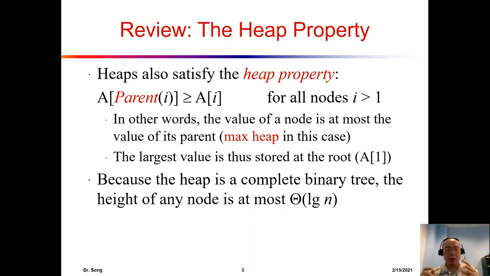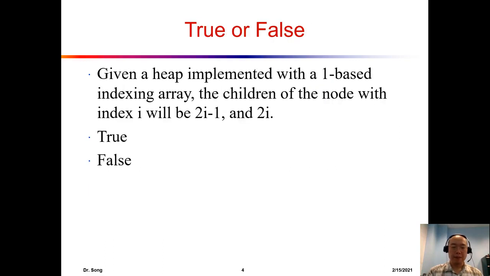Okay, and because a heap is a complete binary tree, the height of this heap should be log n. And a very quick question, true or false? Given a heap implemented using a one-base indexing array, a linear array, the children of the node with the index i will be 2i minus 1 and 2i. Is that correct or wrong?